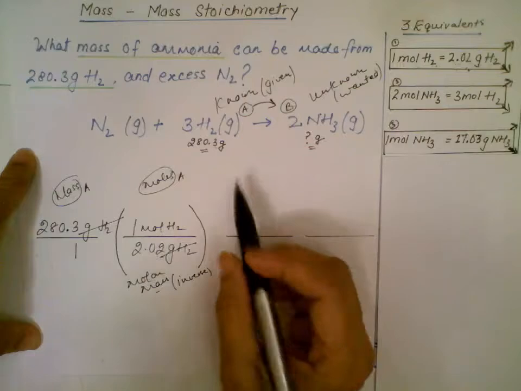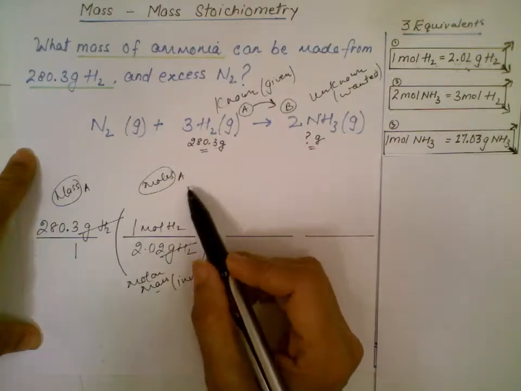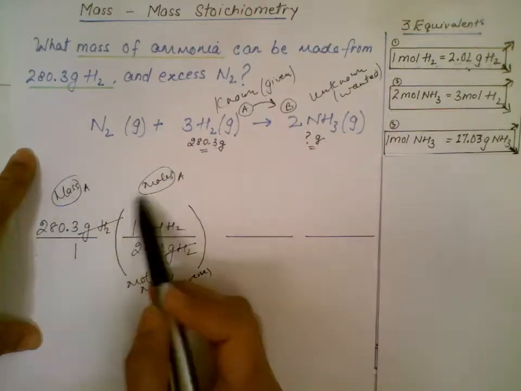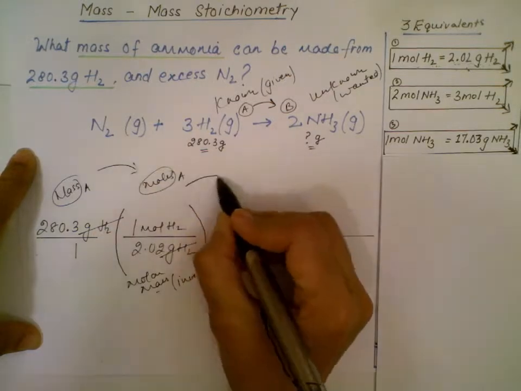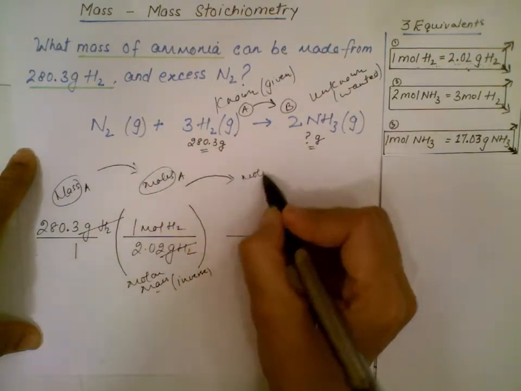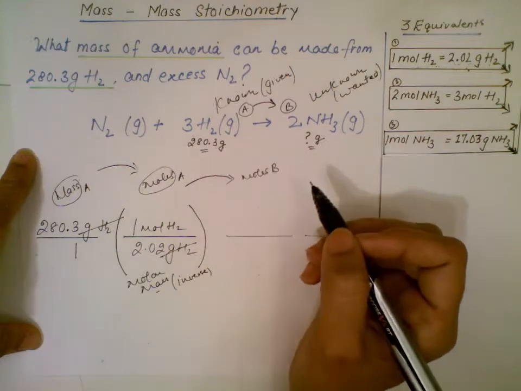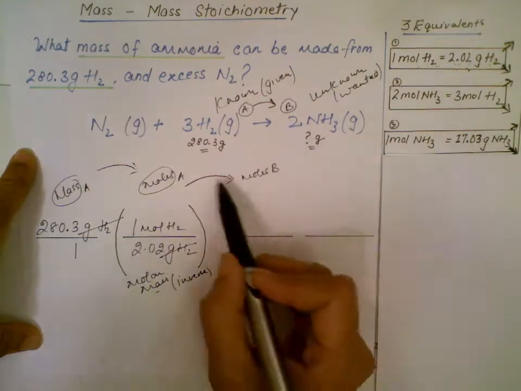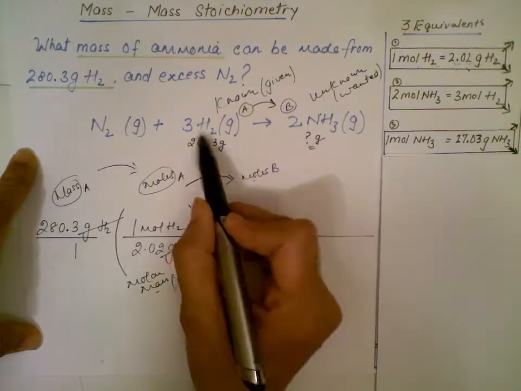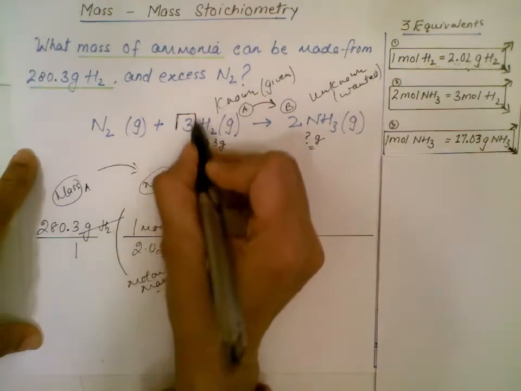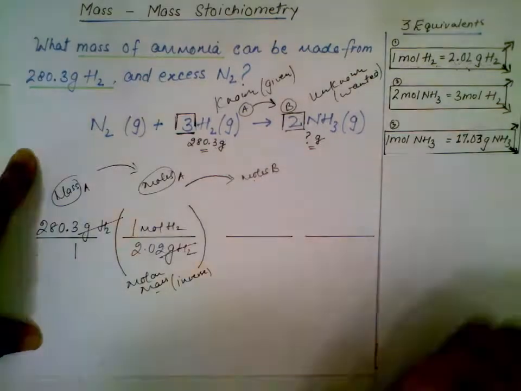Now again, we have to convert these moles of A, which is moles of mass of substance A, to moles of substance A. Now we are going to convert these moles of substance A to moles of substance B. How are we going to do that? That we are going to do by comparing the moles of substance A and B. So let's look at our balanced equation. For every 3 moles of hydrogen used, 2 moles of ammonia are produced, right?